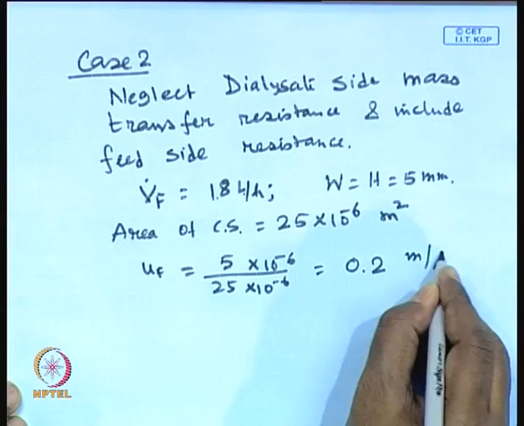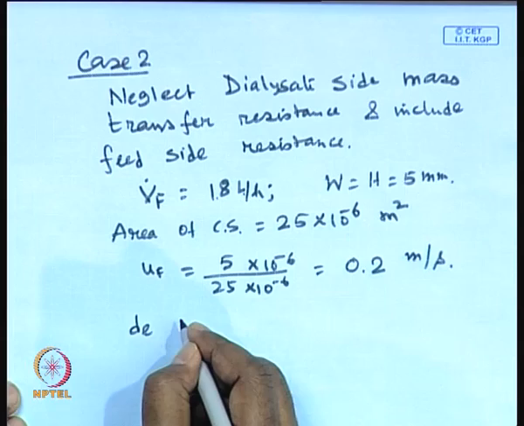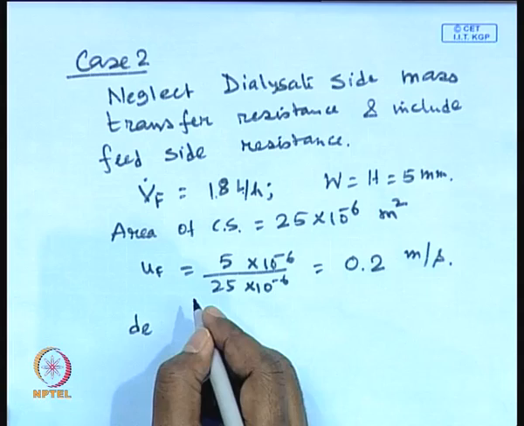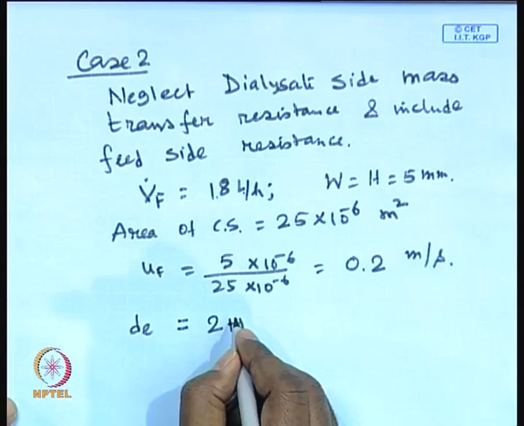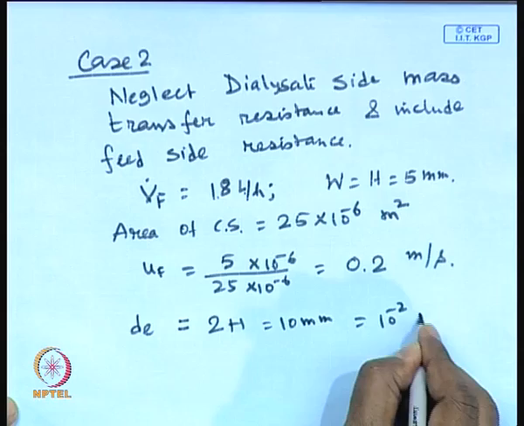Now, for the equivalent diameter, you calculate the Reynolds number. Once you calculate the Reynolds number, based on its value, you have to select the appropriate relationship for the Sherwood number, that is the mass transfer coefficient. So, equivalent diameter will be 4 into half height, so 2 times full height, right. So, it will be 10 millimeter, that is 10 to the power minus 2 meter.